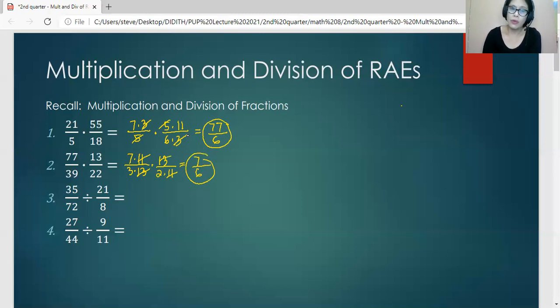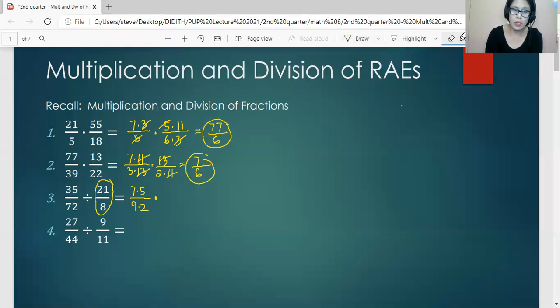Now for division, before we work on the factors of each given, make sure that you get the reciprocal of the divisor and then shift to multiplication. So the factors of 35 are 7 and 5, while the factors of 72 are 9 and 2. And then we will shift to multiplication as we get the reciprocal of 21 all over 8. So we have 8 here. And then 21 is 7 times 3.